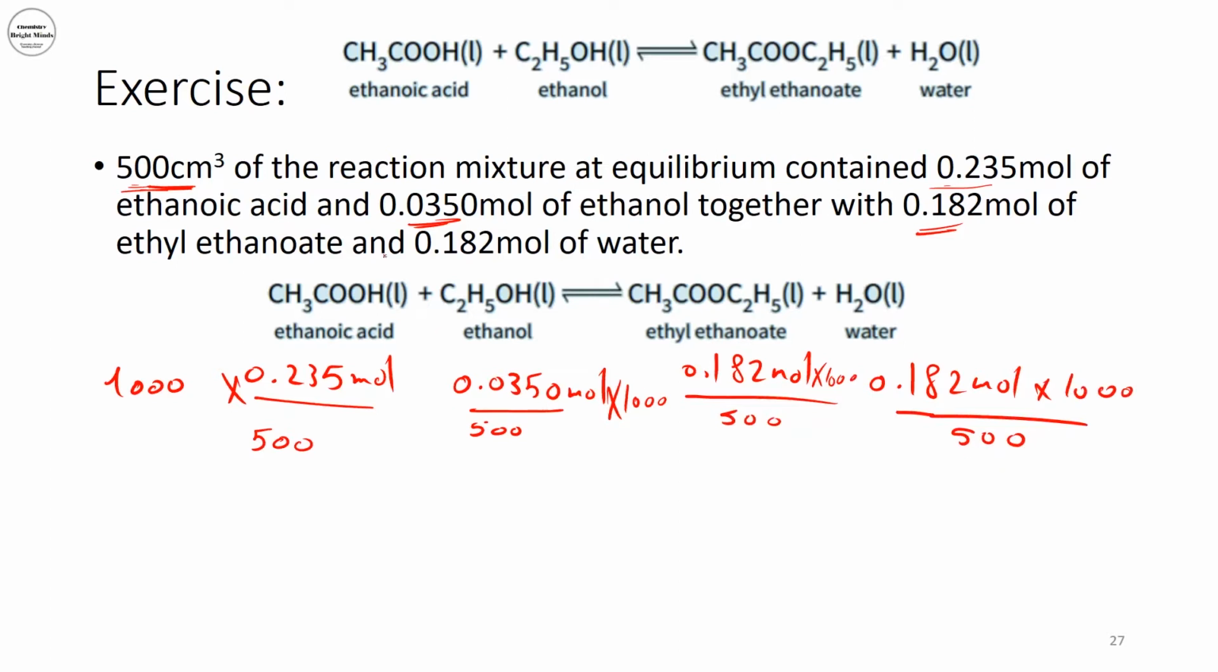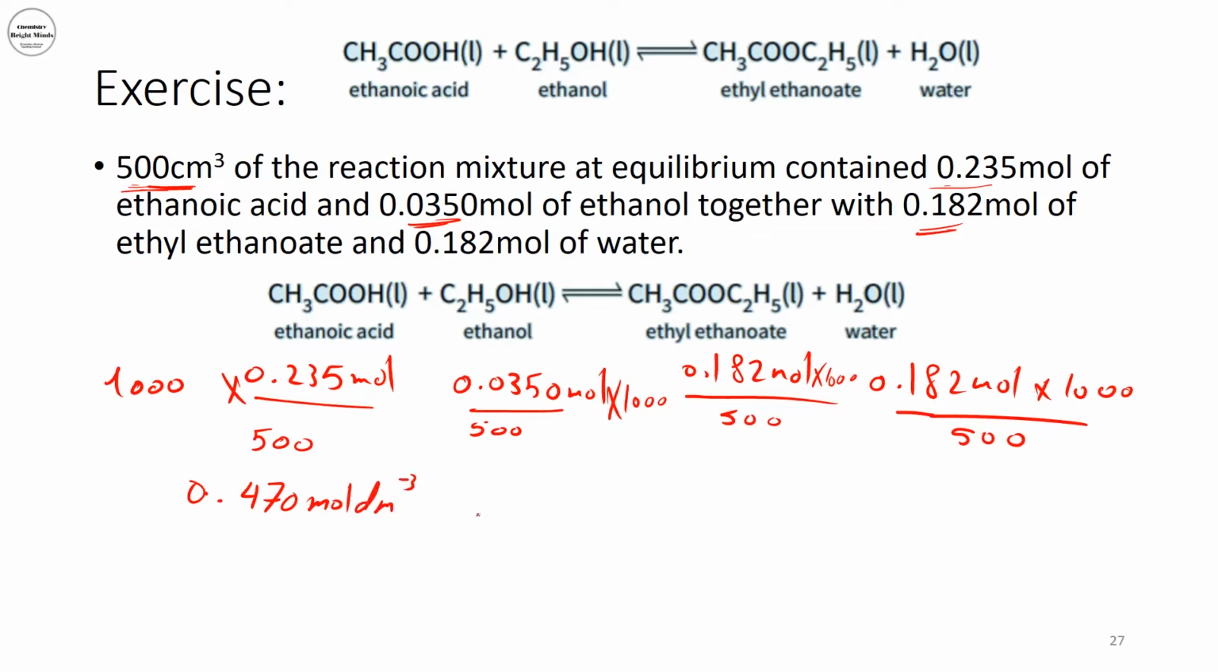You have to remember that 500 is the 500 of my reaction mixture, and the 1000 is to convert cubic centimeter to cubic decimeter. Now if you calculate the first one, in that case it will be 0.470 moles per cubic decimeter.